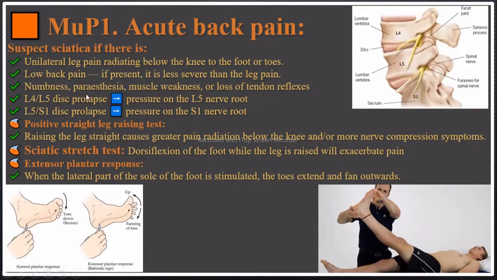Numbness, paresthesia, muscle weakness, or loss of tendon reflexes. So if you find in the scenario numbness, paresthesia, muscle weakness, loss of tendon reflexes: lumbar 4, lumbar 5 disc prolapse will cause compression or pressure on the lumbar 4 nerve roots. L5 S1 disc prolapse causes pressure on the S1 nerve root. You have 3 tests in sciatica. It can be questioned in the exam.